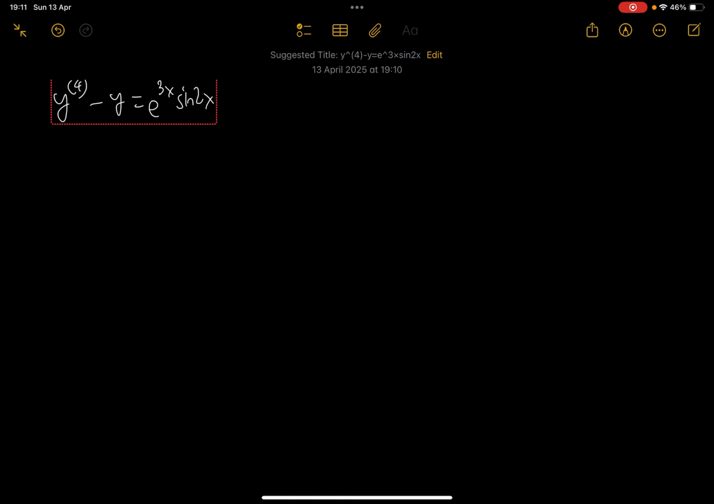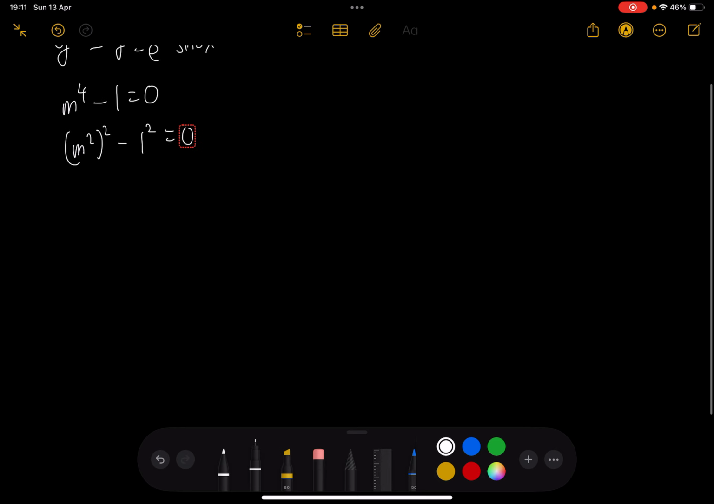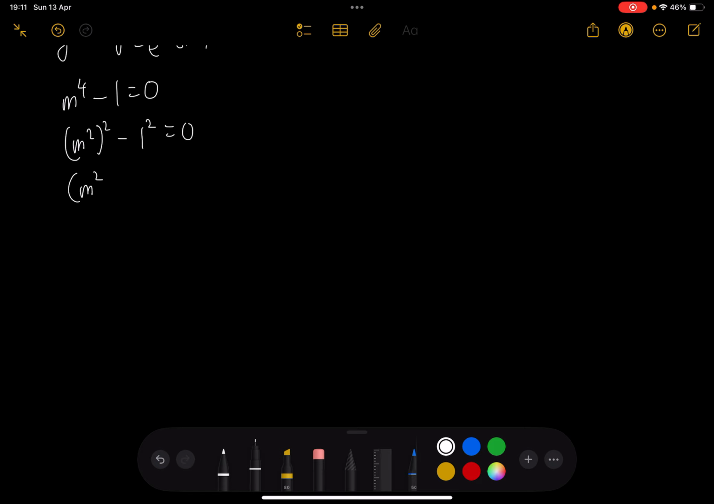You see the fourth power, so this is m to the power of 4 minus the 0th derivative, so this 1 is equal to 0. And then we are going to write this m to the power of 4 as m square, squared, and then minus 1 square like that. And then by the identity a square minus b square, you can write this as m square plus 1 times m square minus 1, which is equal to 0.